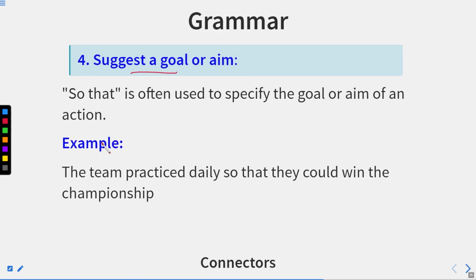Suggest a goal or aim. So that is often used to specify the goal or aim of an action. For example, the team practiced daily so that they could win the championship. So the purpose of their practicing daily is just because they wanted to win. So that they could win.